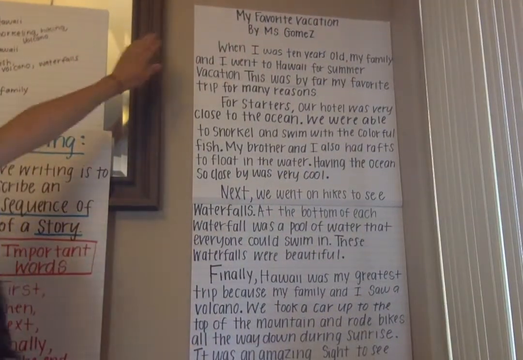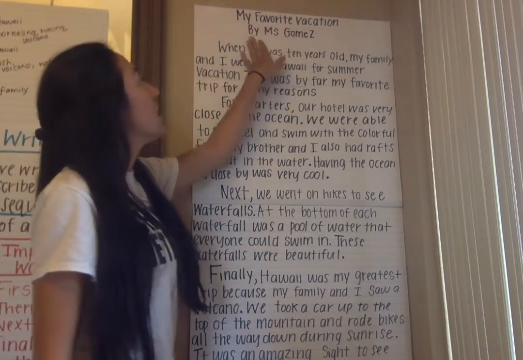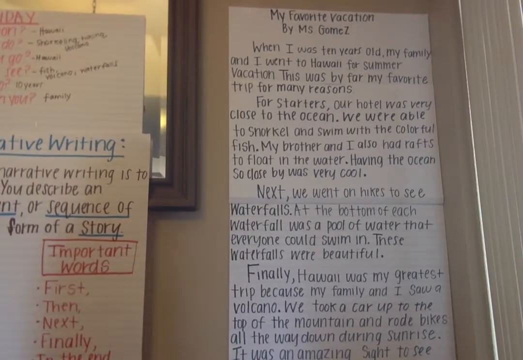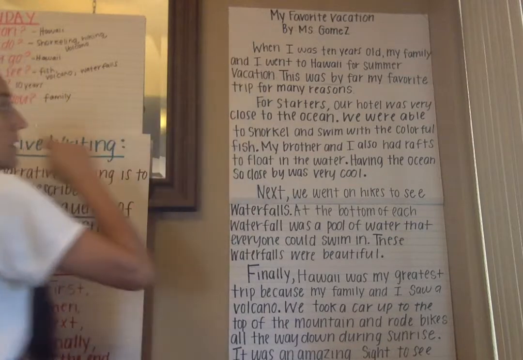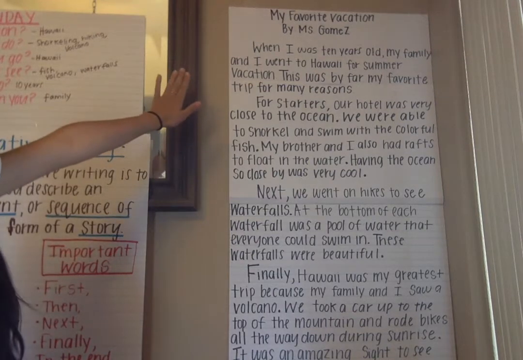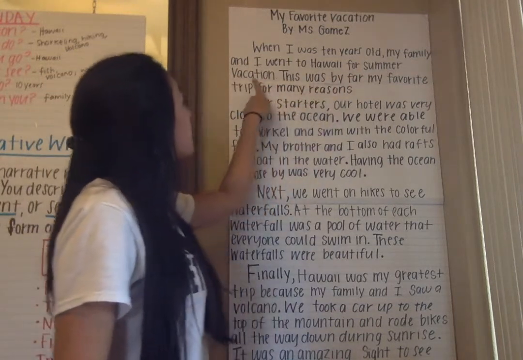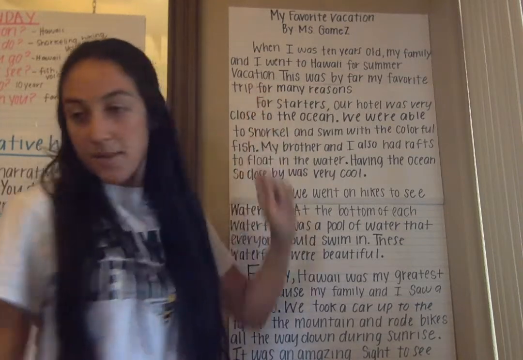So I started it with a title and with my name. So I said, My Favorite Vacation by Miss Gomez. So I centered that. Please notice that I did use spacing for my indent. So it starts by saying, now the first part of my narrative checklist is an introduction. So this is how I'm going to start it. When I was 10 years old, my family and I went to Hawaii for summer vacation. This was by far one of my favorite trips.